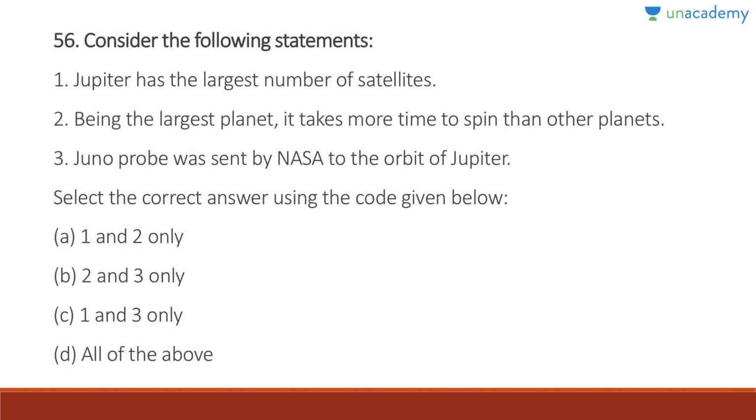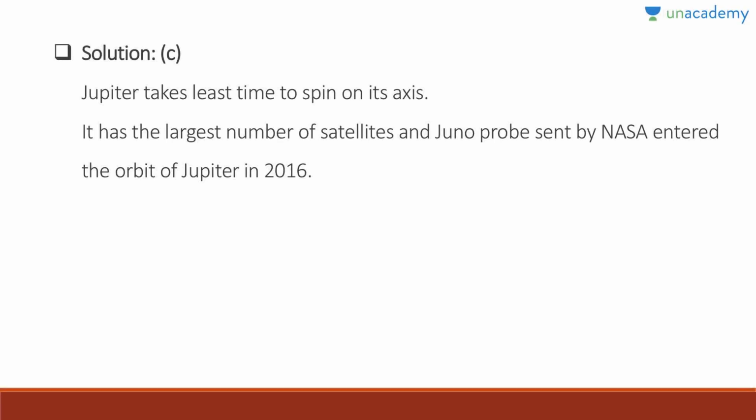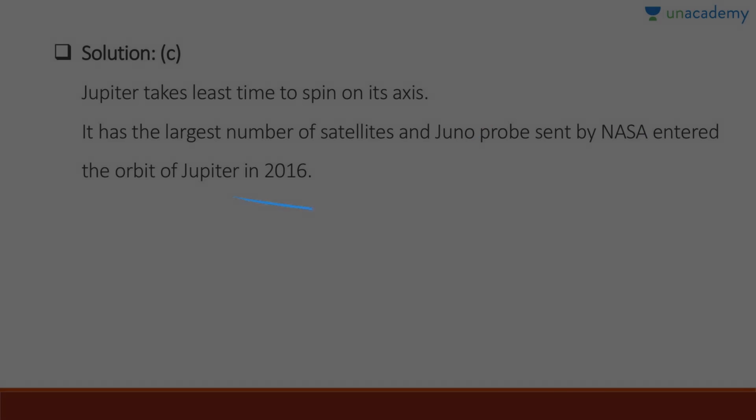Question number 56. Consider the following statements. Jupiter has the largest number of satellites. This is absolutely correct. It is roughly 67. Being the largest planet, it takes more time to spin than other planets. Who told you that? This is wrong. Juno probe was sent by NASA to the orbit of Jupiter. This is correct. So answer here is C, 1 and 3. So Jupiter takes the least time to spin on its axis. It has the largest number of satellites, and the Juno probe sent by NASA entered the orbit of Jupiter in 2016.